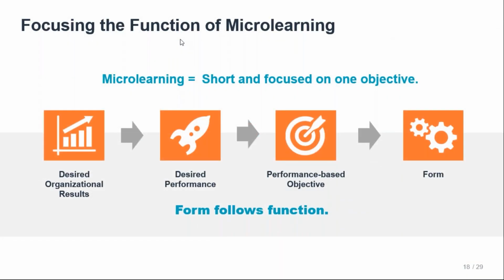Introducing the function of microlearning. So this part we've already seen earlier. Microlearning is short and focused on one particular objective, and our form should follow function. And to do this, we will start with our desired organizational result, which in turn will give us cues into the performance of our learners, which has to be improved. And then we drill down to the performance-based learning objectives. And as we saw earlier, we decide on the appropriate form for each performance-based learning objective, which is okay to be covered under microlearning.